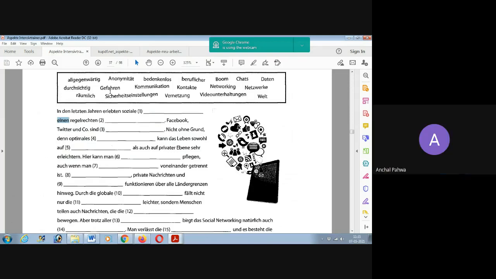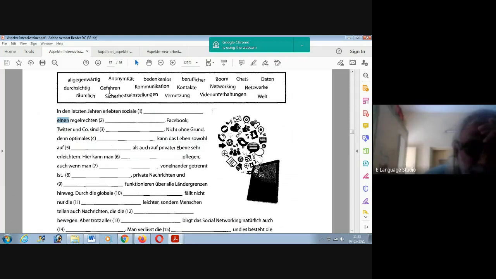Gefahren is plural. It's singular we need here. Stellungen is plural, Vernetzung feminine. That leaves us with only one option. Kommunikation is feminine. Boom.